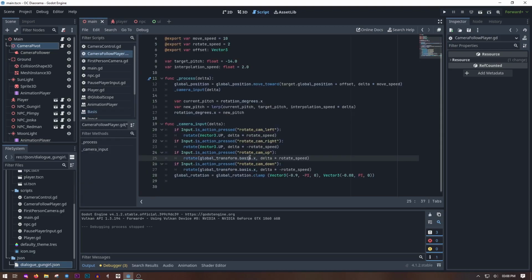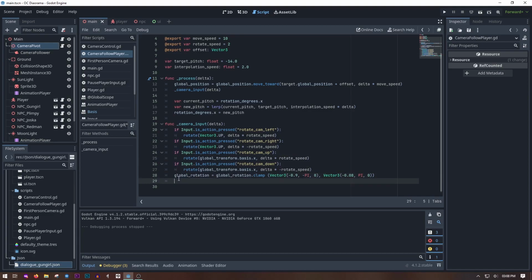Alright. I don't get it, but I believe in you. So rotate speed. Oh yeah, and this is rotate cam left, right. It's the same thing, but rotate is minused because you're going the other direction. Same with this, rotate speed is minused. Or inverted, I don't know.